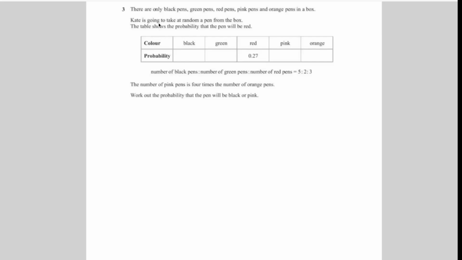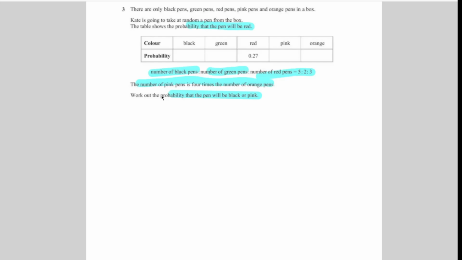Question 3. There are black pens, green pens, red pens, pink pens, and orange pens in a box. Kate is going to take at random a pen from the box. The table shows the probability that the pen will be red. The number of black pens to green pens to red pens is 5 to 2 to 3. The number of pink pens is 4 times the number of orange pens. Work out the probability that the pen will be black or pink. Right.